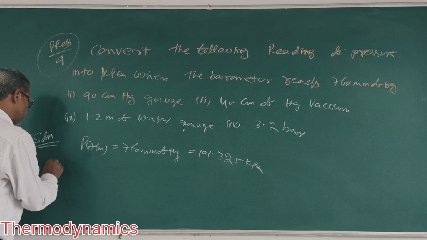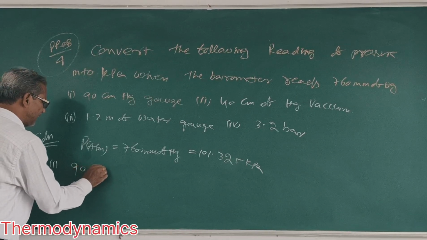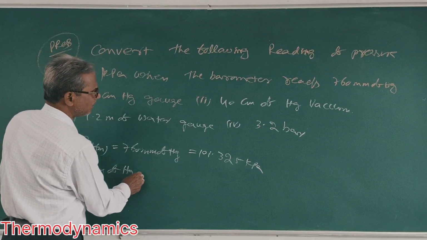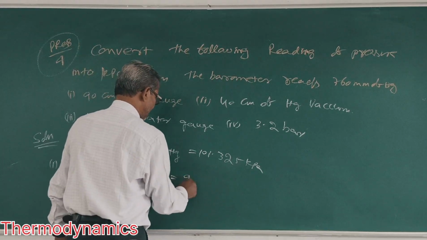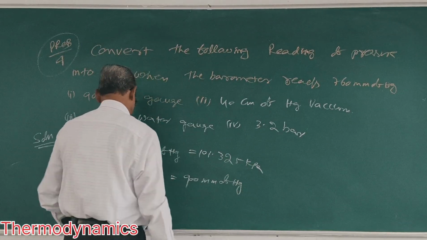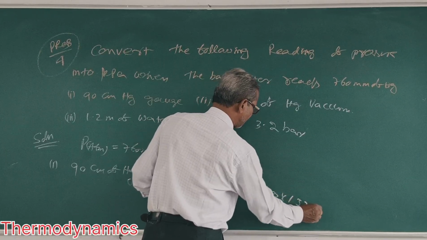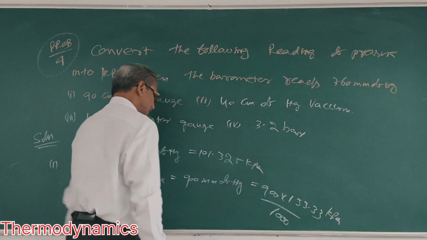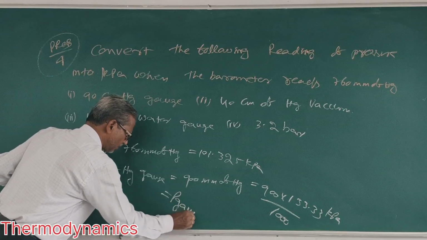Now, number 1, 90 cm of Hg gauge. This is equal to 900 mm of Hg. Clear? This is P gauge. This is equal to 900 into 133.33 by 1000 kilopascal. Clear? This is called P gauge.